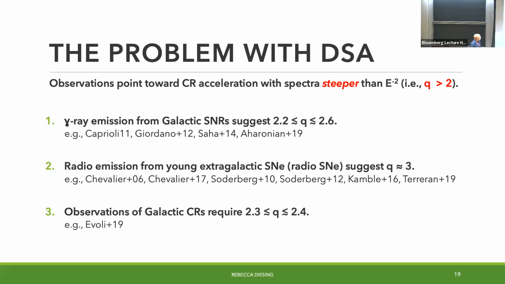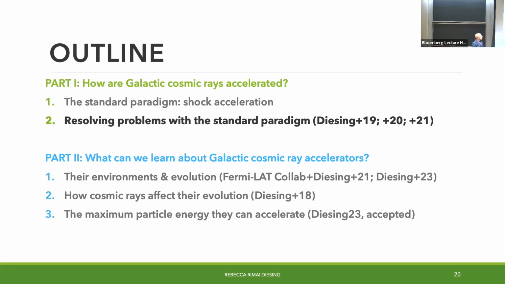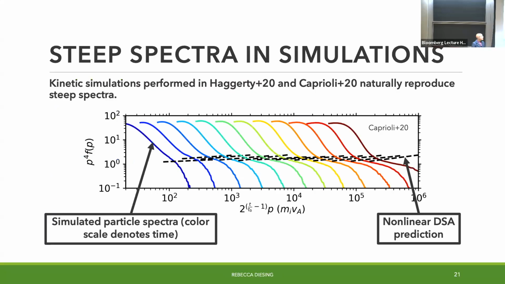All right. So yeah, we have this issue with steep spectra, and we need to figure out why. And that brings me to this next part, where we're trying to resolve problems with the standard paradigm. The first thing we can do is look towards simulations. You can do kinetic hybrid simulations, which basically means you have particle protons, and then you treat your electrons as a neutralizing fluid. This allows you to run longer because it's less expensive than full particle-in-cell codes.